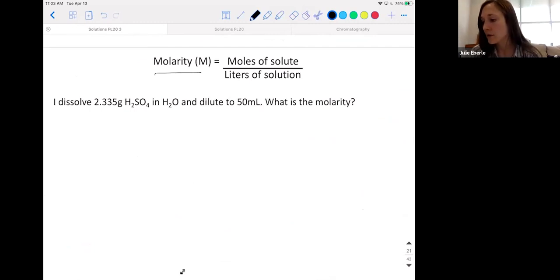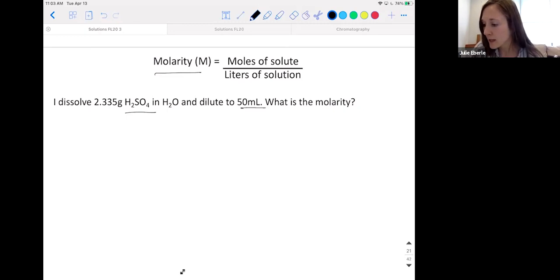So if you dissolve, here's the problem, 2.335 grams of H2SO4 in water, and you dilute it to 50 milliliters, what is the molarity? Okay, our equation for molarity, which we abbreviate with an M, is moles of solute per liters of solution. I don't have moles or liters yet. Dadgum, we have to do a lot of conversions before we can plug anything in.